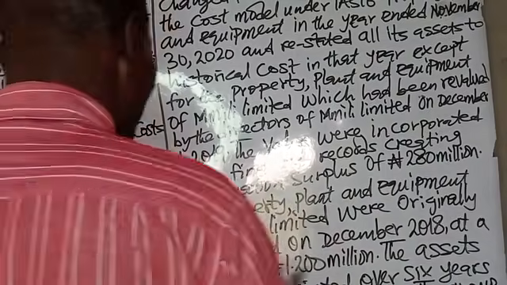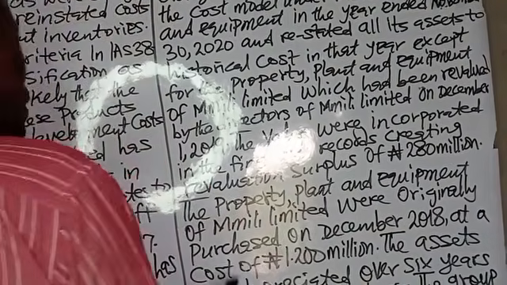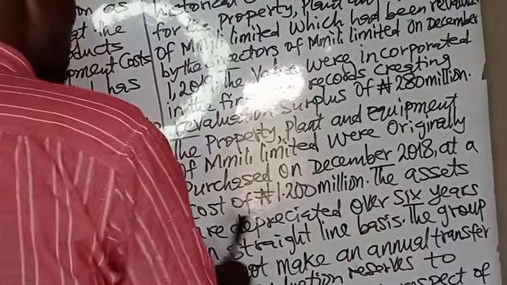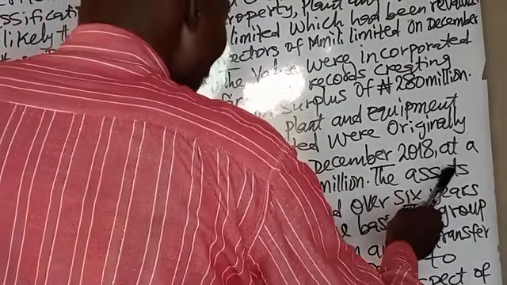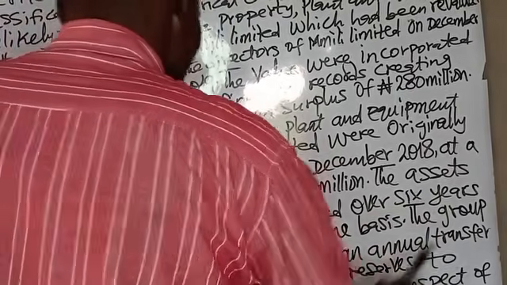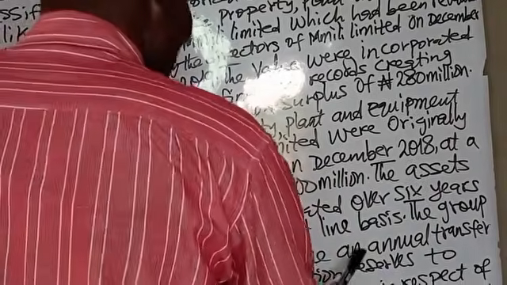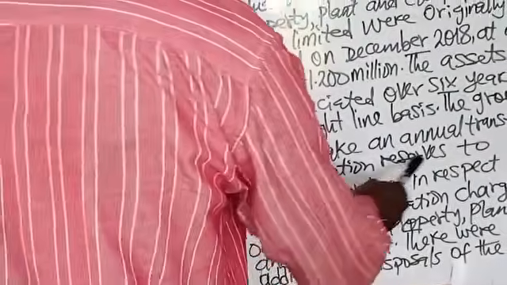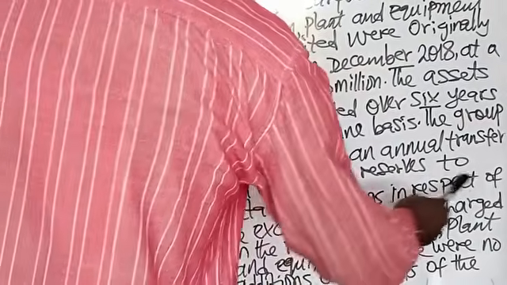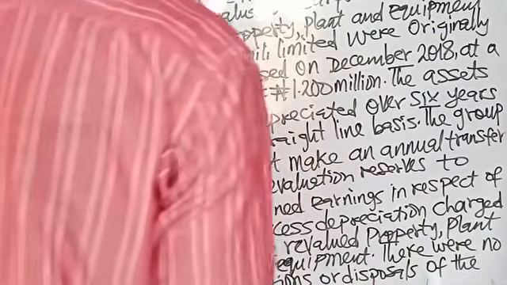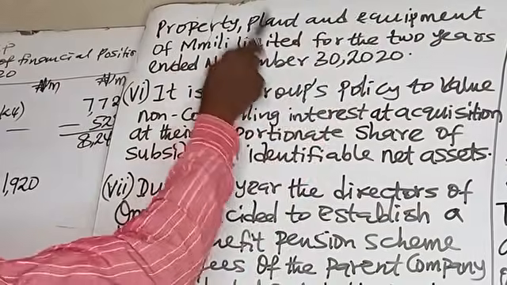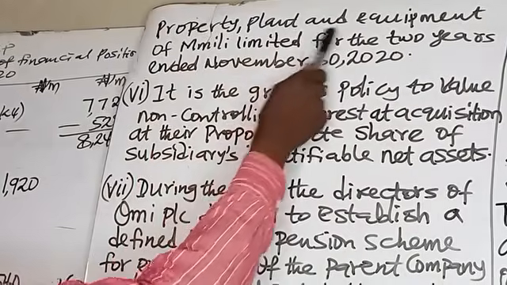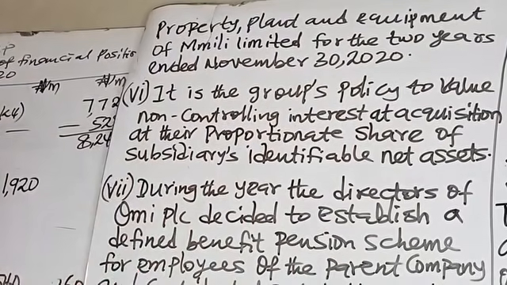The property, plant and equipment of Millie Limited were originally purchased in December 2018 at a cost of 1.2 million. The assets are depreciated over 6 years on a straight line basis. The group does not make an annual transfer from revaluation reserves to retained earnings in respect of the excess depreciation charge on the revalued property, plant and equipment. There were no additions or disposals of the property, plant and equipment of Millie Limited for the 2 years ended November 30, 2020.